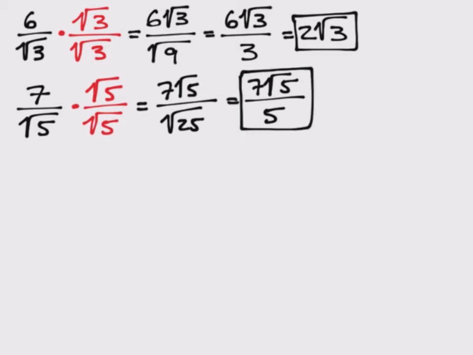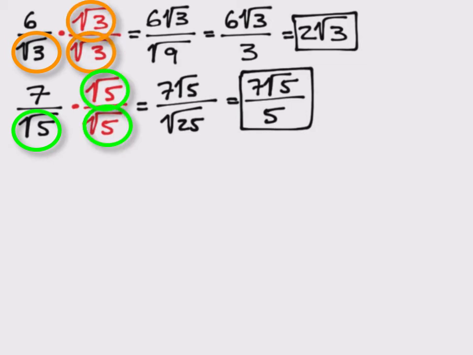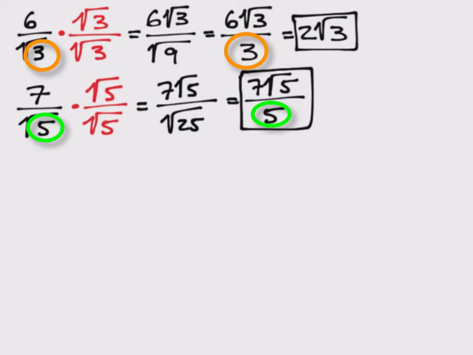And in general, it appears that if we ever have a fraction with a square root in the denominator, we can always get away with multiplying the numerator and denominator by that square root again. And then we'll end up with that original radicand as our denominator.